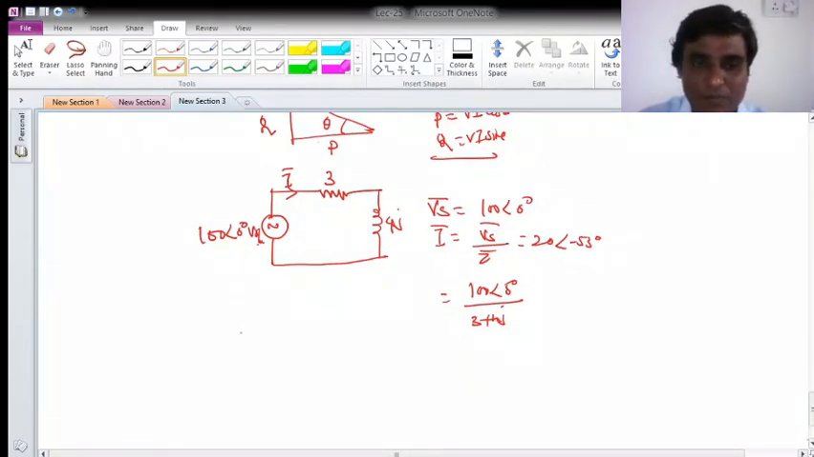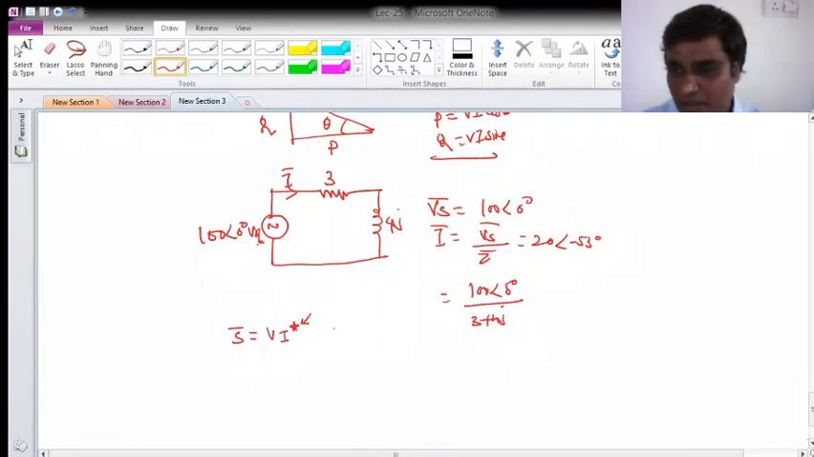Now, instead of calculating the active power and reactive power separately, let me calculate directly what my complex power is. Complex power can be calculated using V I asterisk, and this asterisk gives the complex conjugate term, right? Why the complex conjugate, we will see just after this.